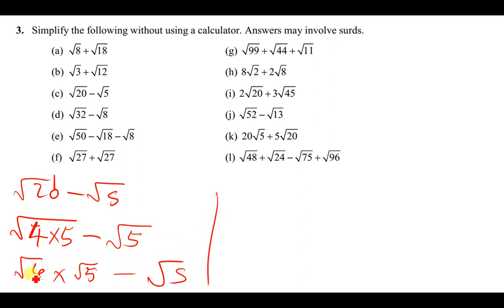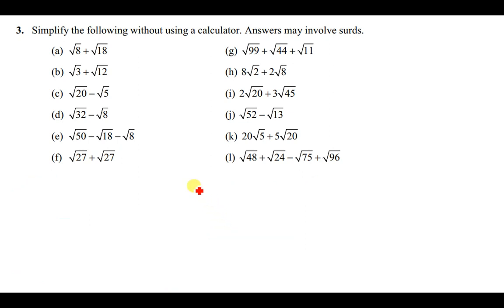So the root of 4, the answer is 2. The root of 5, we have 2 root 5. Then we say minus root 5. So when you subtract 2 root 5 minus root 5, the answer is simply just the root of 5. So we move on to this one, root 32 minus root 8.